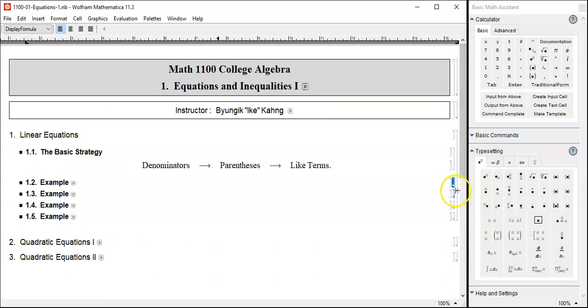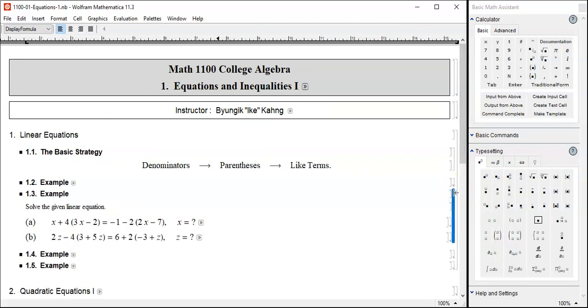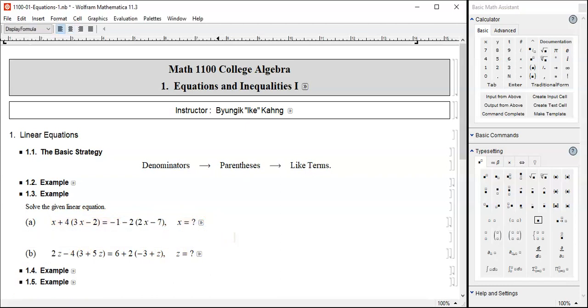Okay, that was easy. Next example, this time we have some parentheses. Remember the basic strategy, denominators, parentheses, like terms. Before like terms, we have to take care of those parentheses, so let's break these up. And also these. So here we go.